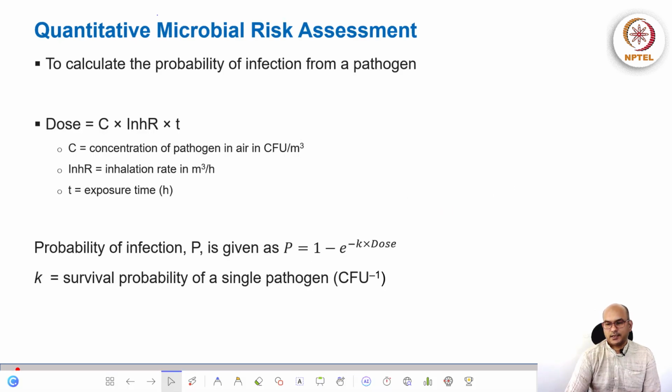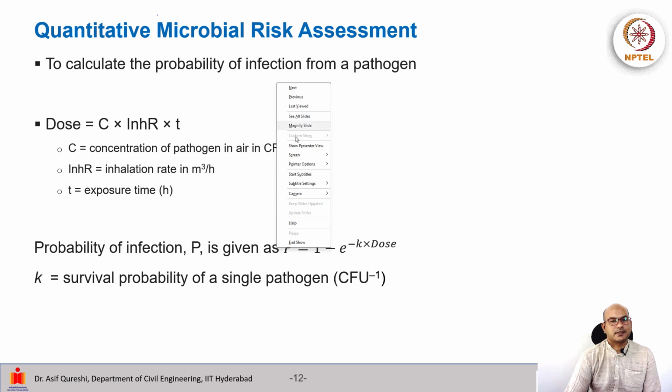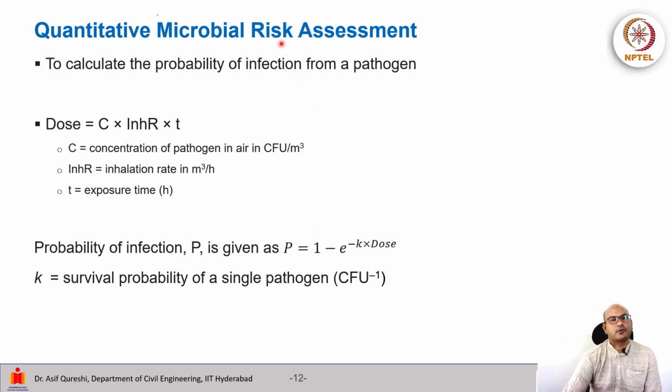So we have looked at chemical risk assessment. We will look a little bit at the microbial aspects also. One of the methods is quantitative microbial risk assessment, which tells us the probability of infection from a pathogen. So we will basically have a microenvironment where we have a lot of microbes in the air, maybe a particular species we are looking at. That would be the concentration of pathogen in air in colony forming units per meter cube. So how much of those colonies are we going to inhale? That will be our dose.